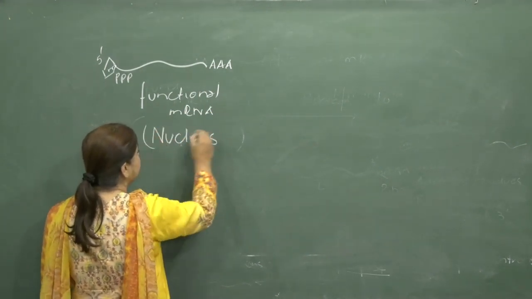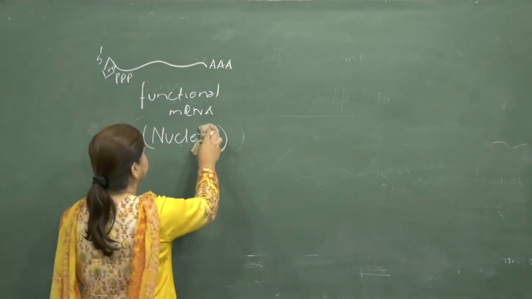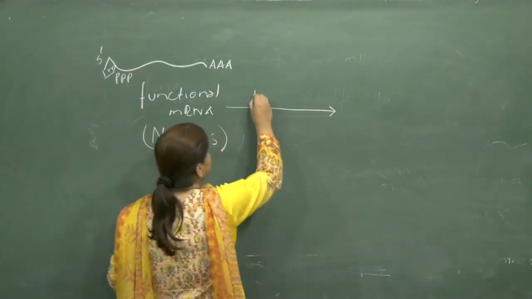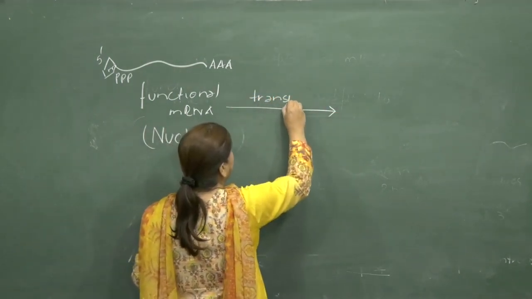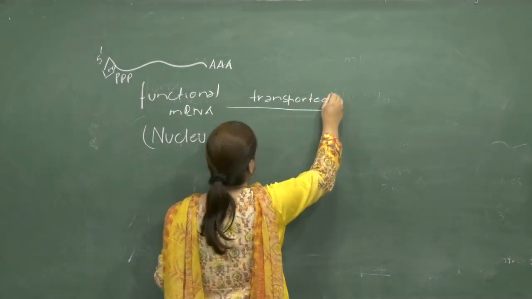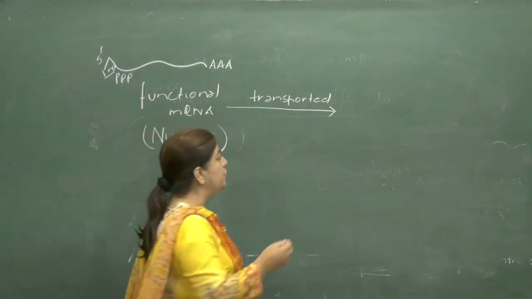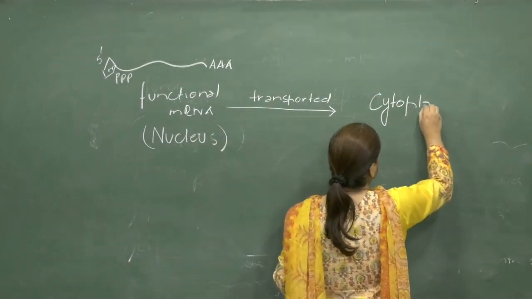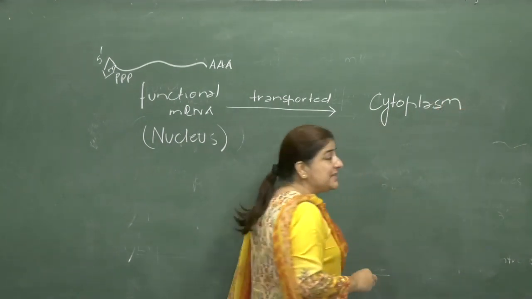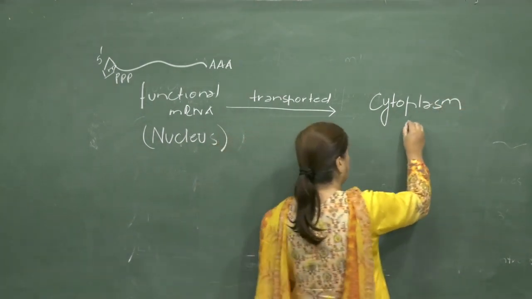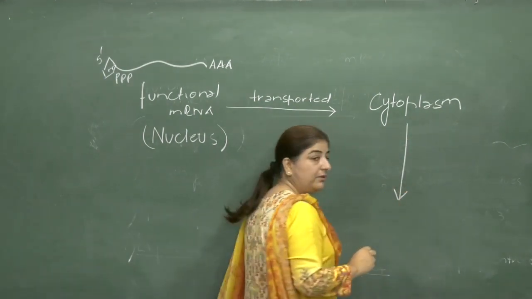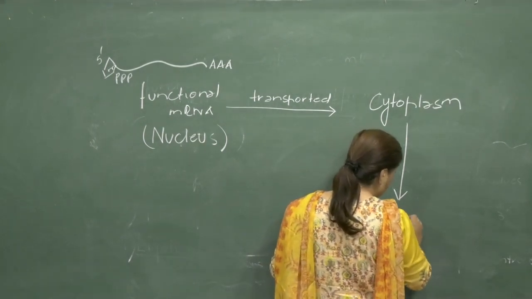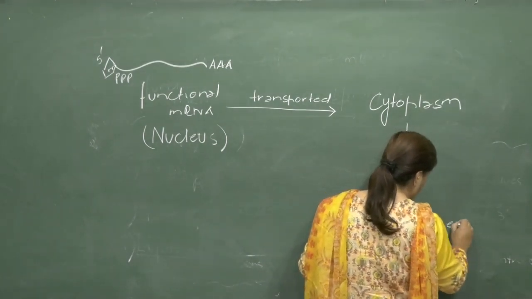after post-transcriptional modifications, it is transported. This functional mRNA is transported to the cytoplasm, and there inside the cytoplasm, it goes towards the ribosomes.